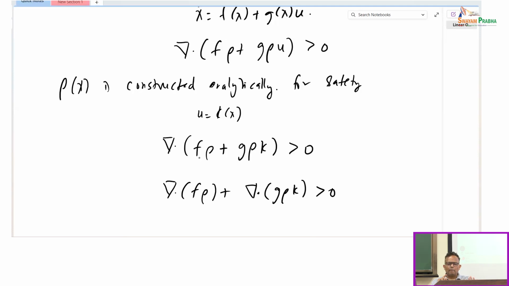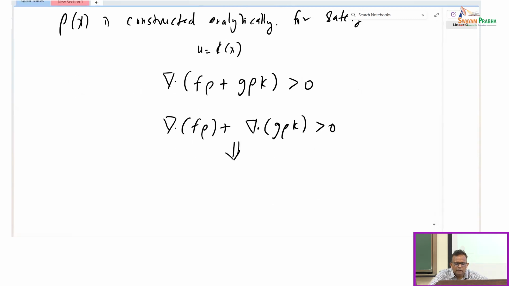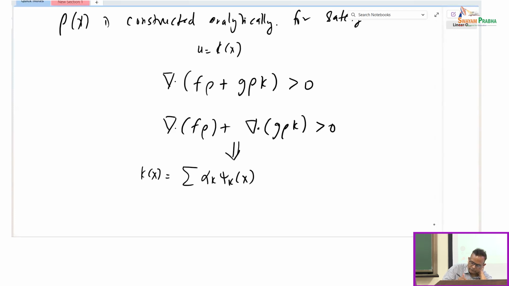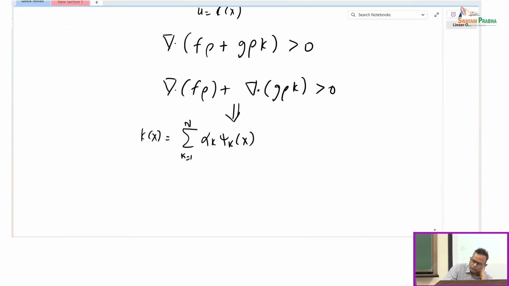So that's the thing. So how do I convert this to a finite dimension? The way you do that is, you can parameterize this k of x using some basis functions. Let's say alpha k, psi k of x, where the psi k's of x are some basis functions. And then plug them here, and then you convert this to a finite dimensional inequality in terms of the alpha k.